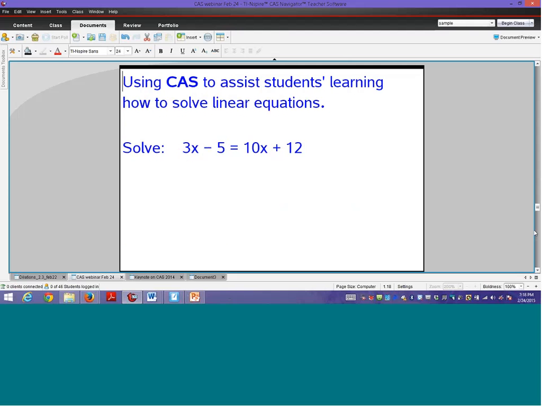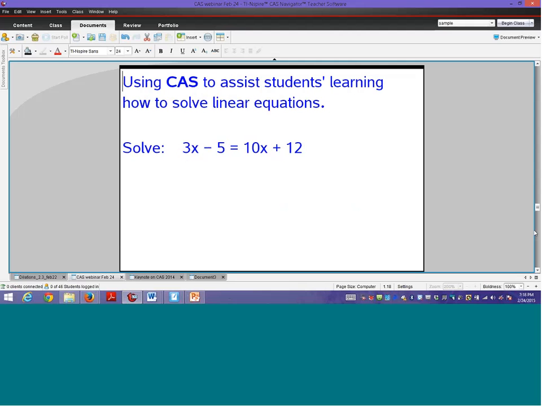So what I'd like to do next is another activity that some of you, I'm sure, have seen before, but for those who haven't, I think it's important that you do see it. How can you use a computer algebra system to assist students learning on how to solve linear equations? So I'm going to start with one like this. Solve 3x minus 5 equals 10x plus 12.